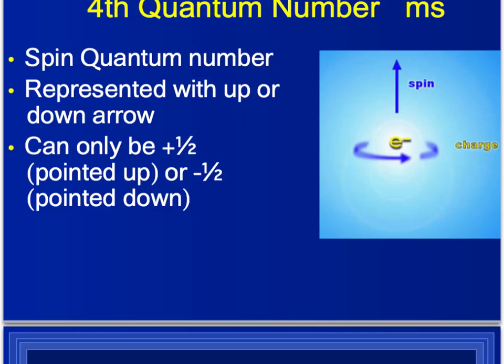And the last one is the spin number, and it's represented by ms. So this is the spin quantum number. It's represented by an up or down arrow. That'll be important in the next thing. And we only use values of +½ or -½. So if it's +½ it's pointed up. If it's -½ it's pointed down. If you're pointing up, you're going to have this spin in this direction, but if you're pointed down, you're going to spin in the opposite direction. So we talk about these as being a clockwise or a counterclockwise spin to these electrons.